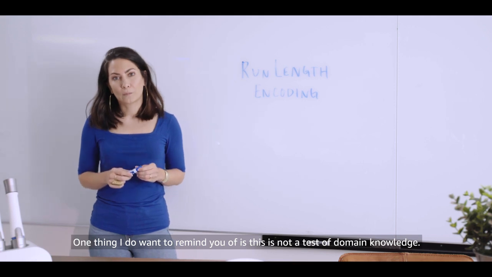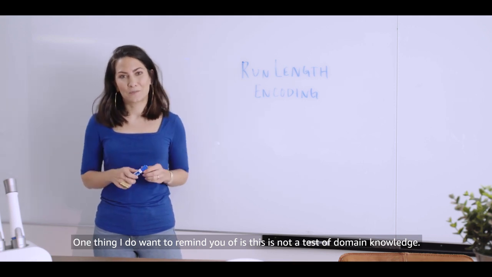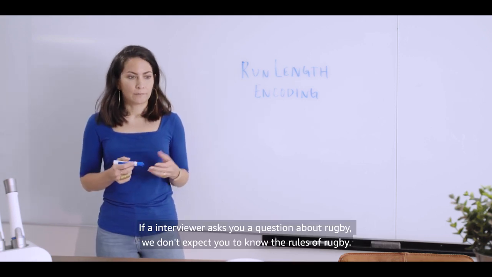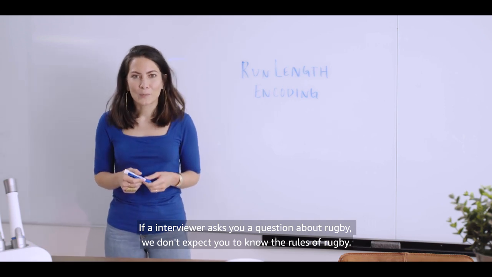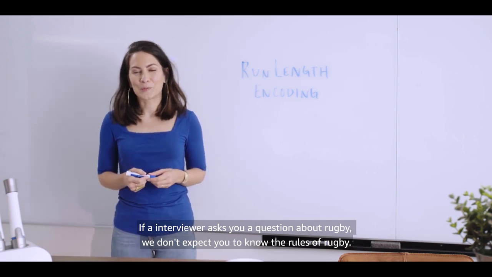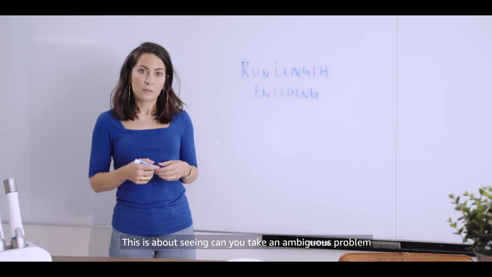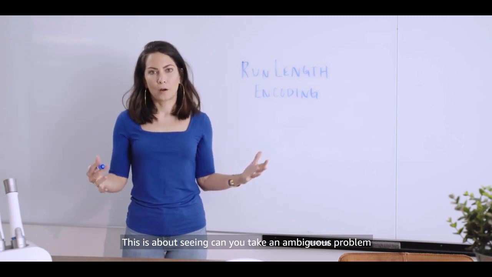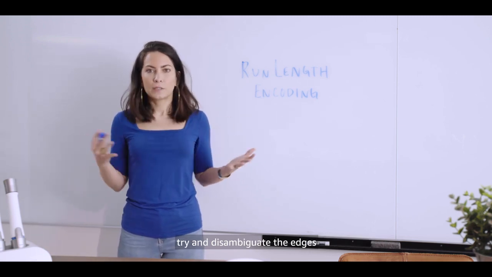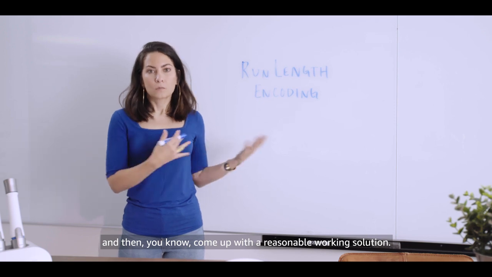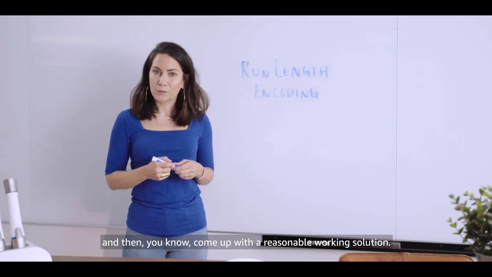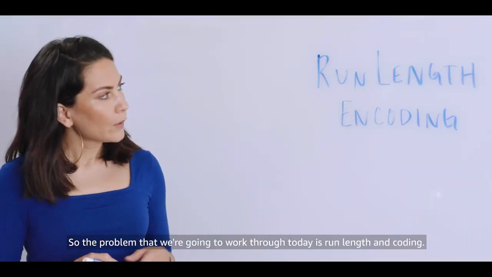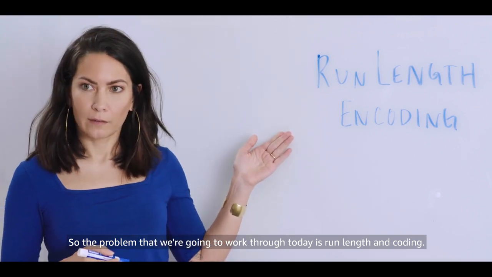One thing I do want to remind you of is this is not a test of domain knowledge. If an interviewer asks you a question about rugby, we don't expect you to know the rules of rugby. This is about seeing, can you take an ambiguous problem, try and disambiguate the edges, and then come up with a reasonable working solution. So the problem that we're going to work through today is run length encoding.